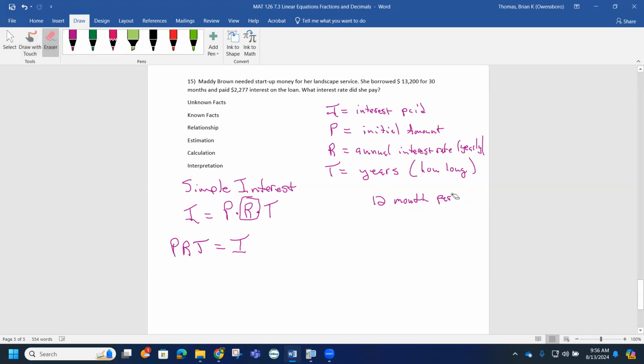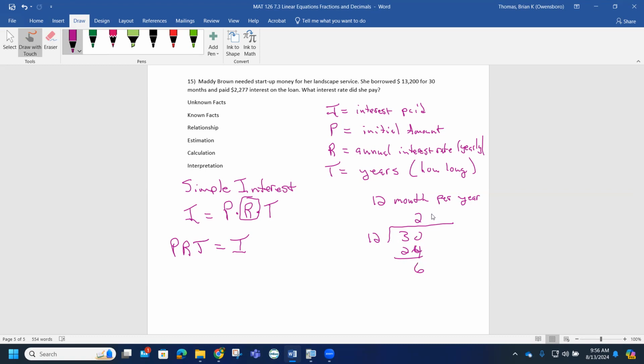So what I've got to do is figure out what fraction of a year is 30 months. Well, for every 12 months, that's going to be a year. So we're grouping the 30 into groups of 12. That sounds like division. How many 12s can we get into 30? 12 goes into 30 two times, because 2 times 12 is 24, and then 30 minus 24 leaves a remainder of 6.